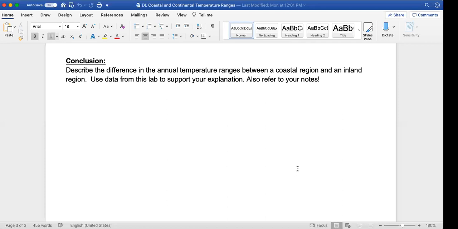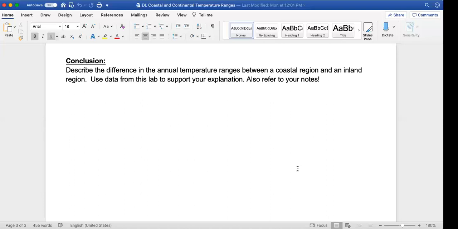All right, so let's get to the conclusion. So describe the difference in the annual temperature ranges between a coastal region and an inland region. Use data from the lab to support your explanation. Okay, so the annual temperature range for a coastal region is less than the temperature range for an inland region, inland being landlocked. For example, if you look at the temperature ranges for New York and Bismarck, North Dakota, you'll notice that the temperature range is much smaller for New York and much greater for Bismarck. Something along those lines is fine.